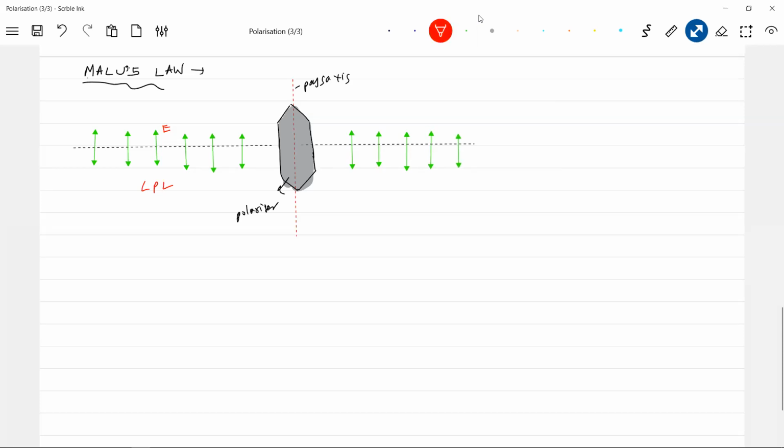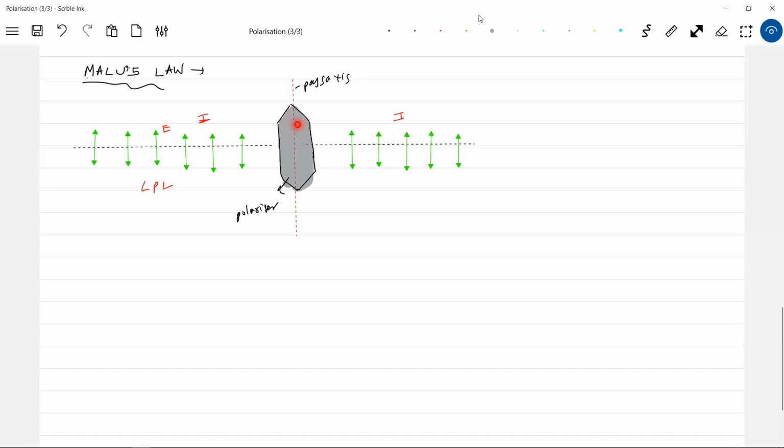What was the intensity? The same intensity, no change. But sir, when an unpolarized light passes through a polarizer, the intensity will become half. This is already linearly polarized, and this polarizer permits light to pass along the y-axis. The E vector and the pass axis are along the y-axis, vertically polarized. So it just permits it, no change in intensity.